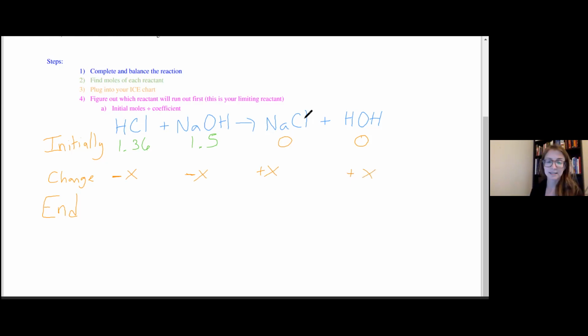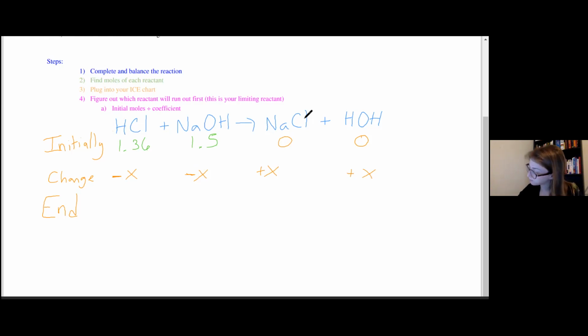Now, the number of X's we put is based on the coefficients. So I'll show you another example probably in the next video, but HCl, NaOH, NaCl, and water, all of those have a coefficient of 1. So all of those got 1x. I didn't write the 1, but I could have. For example, if there were a 2 in this balanced reaction, I would have said minus 2x. If there were a 3, I would have said minus 3x. But we don't have any coefficients here, so all of my x's are just 1. All of that we can do just from looking at the balanced reaction we had.